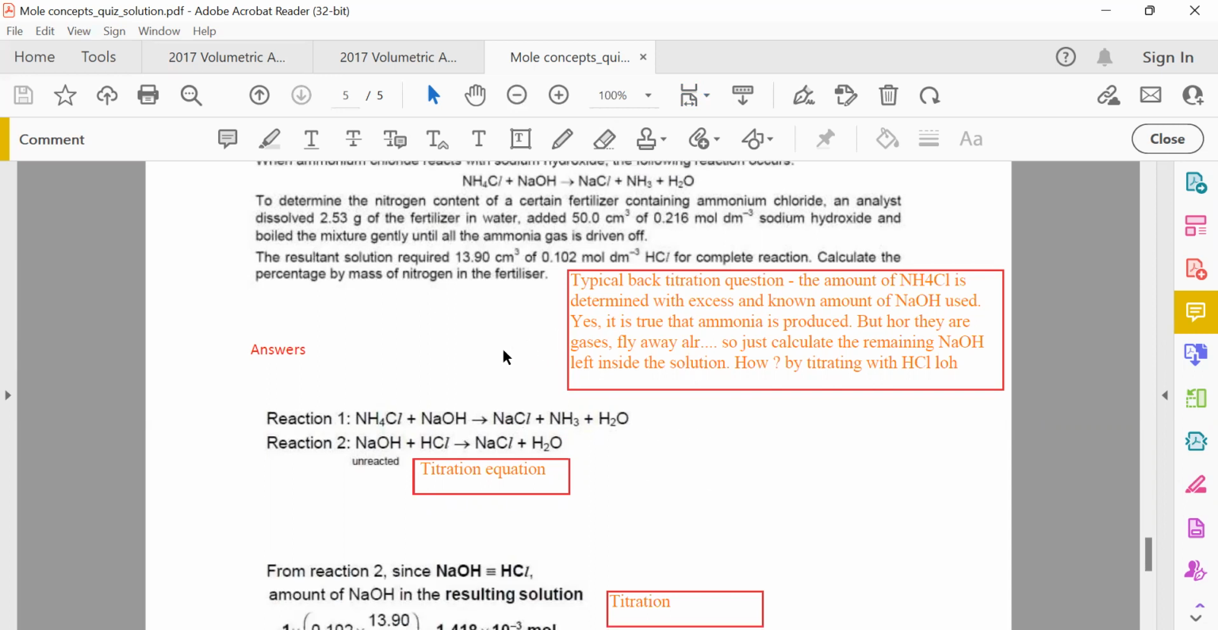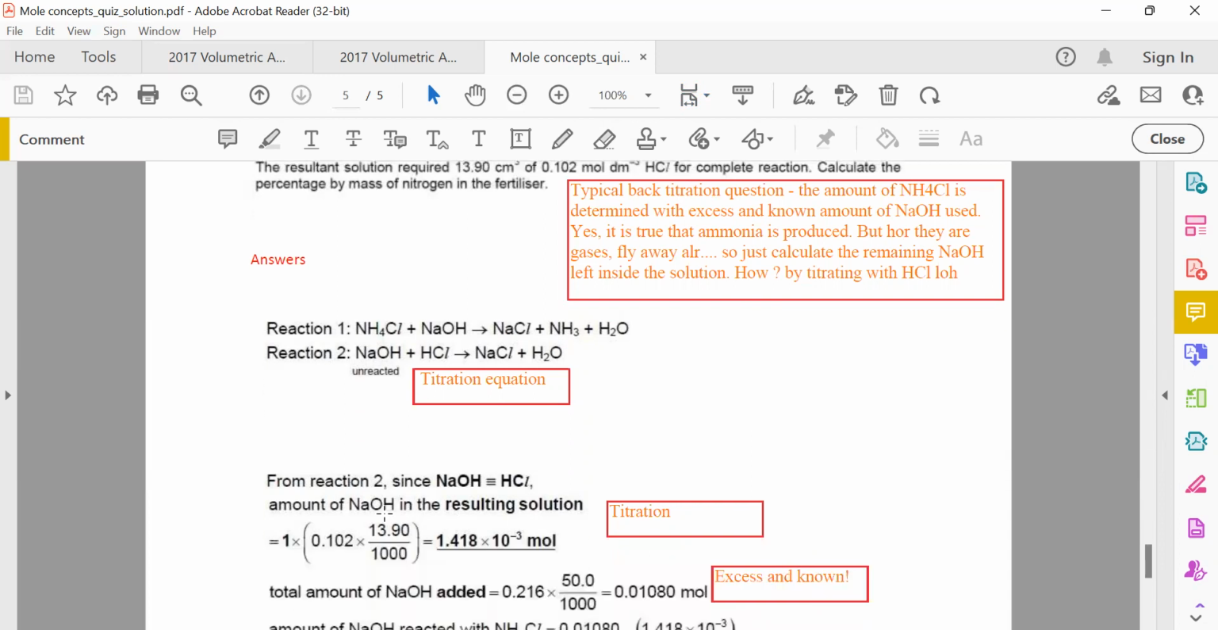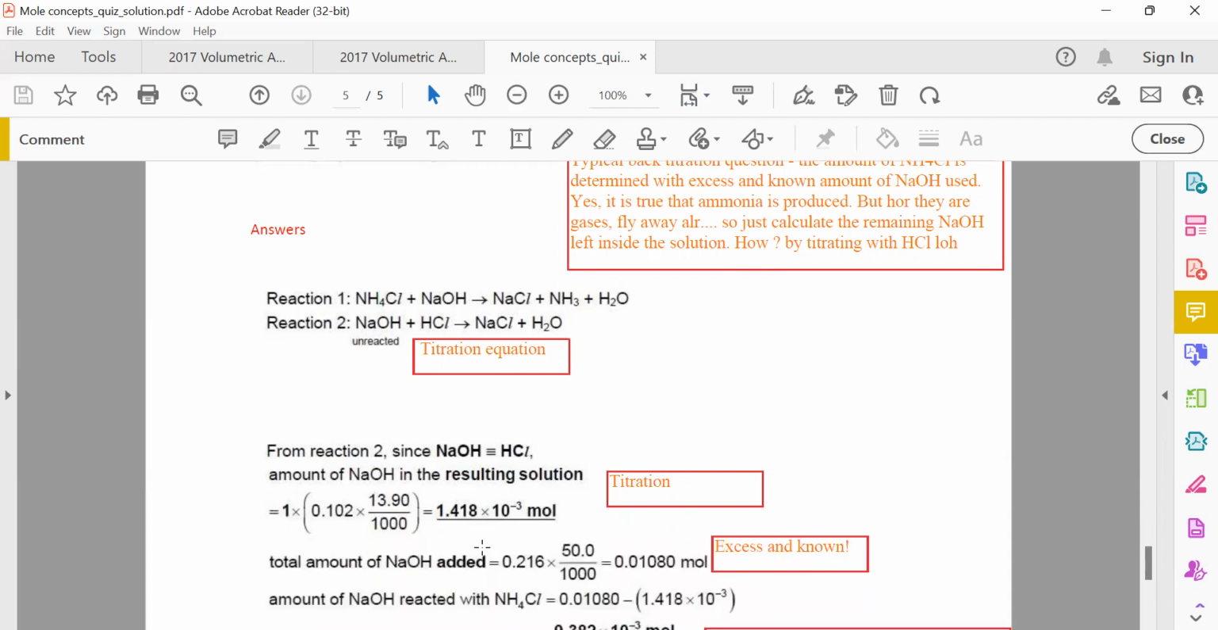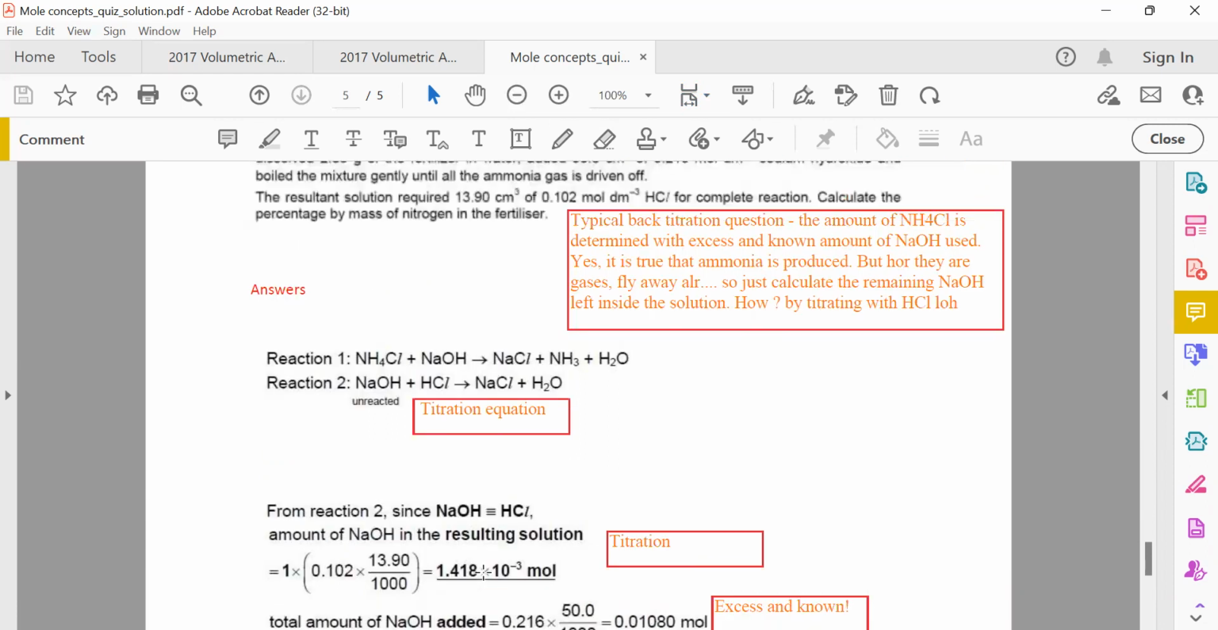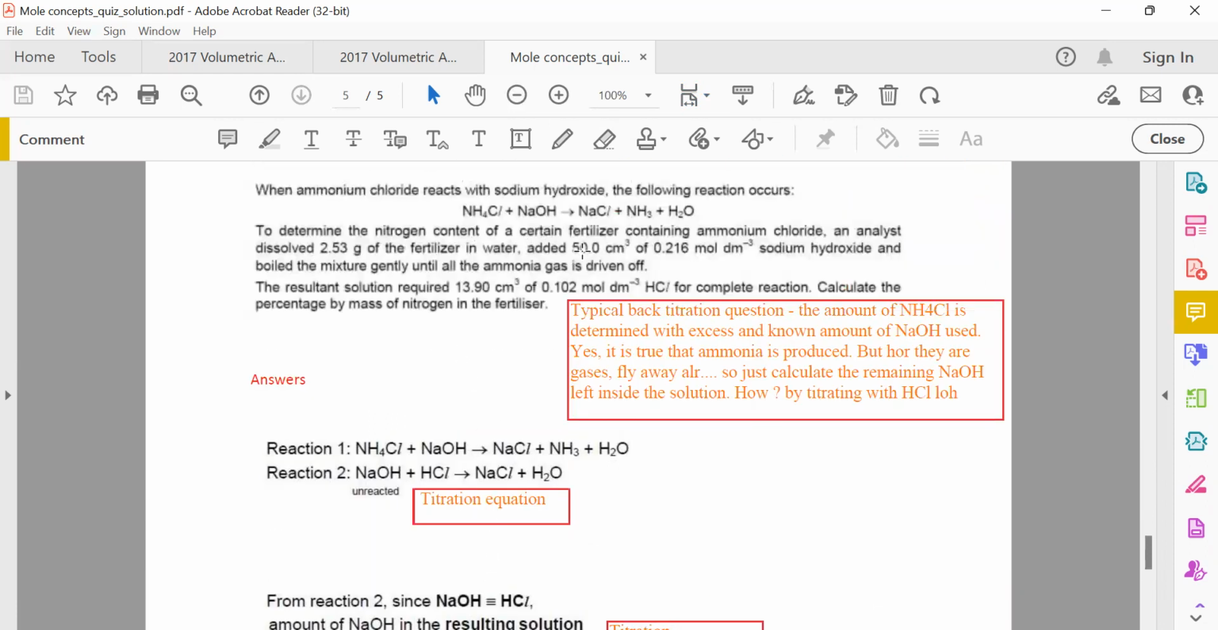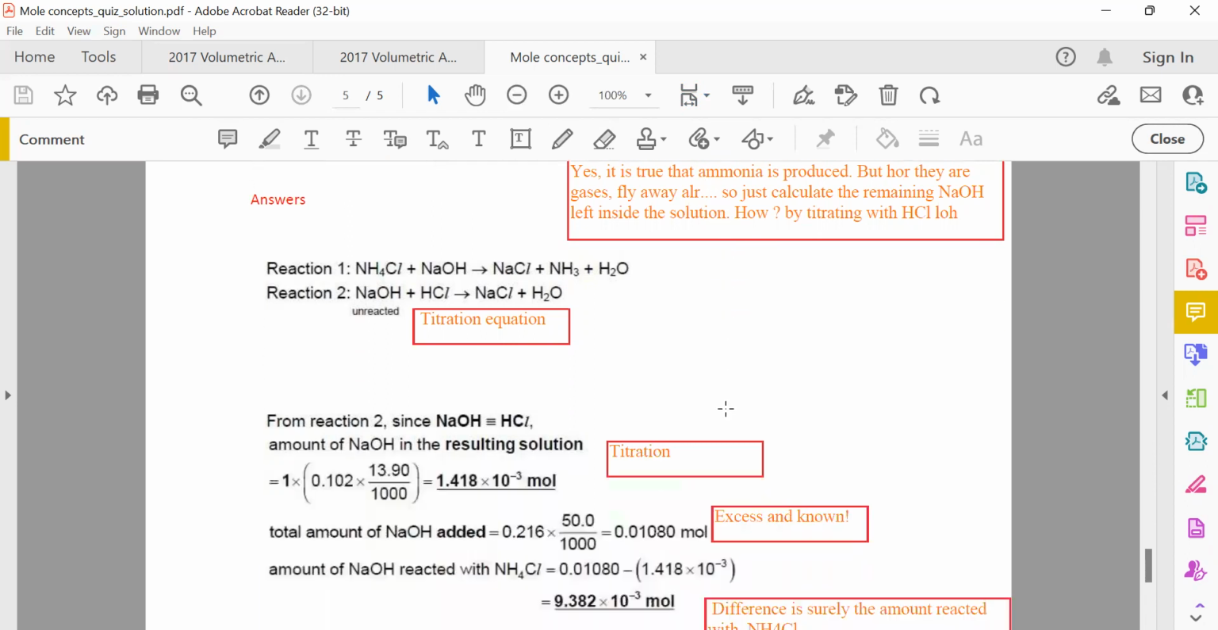So obviously, some schools will ask you to write the two equations, but actually what is more important is back titration always works from the back. So the back part, which gives you the first information, is the amount of HCl that is reacted with the remaining NaOH. Okay, so you work this out, and obviously you can see that this is the amount of NaOH. Okay, easy. And of course, it is very important to know the known and excess amount of NaOH used at the start, where it's also given in the question, where you use 50 cm³ and 0.216 concentration of your sodium hydroxide at the start.